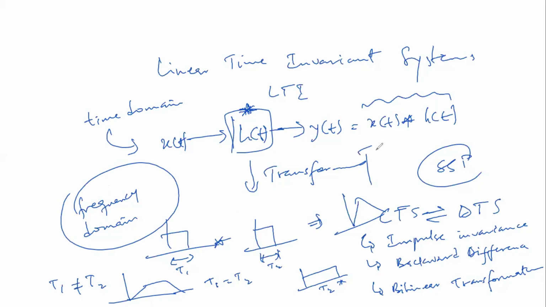And this is where we concluded our discussions, where we now have to talk about the Laplace transform and the Z transform. The Laplace transform is for continuous time. The Z transform is for discrete time. Then we also talked about the Fourier transform, FT.